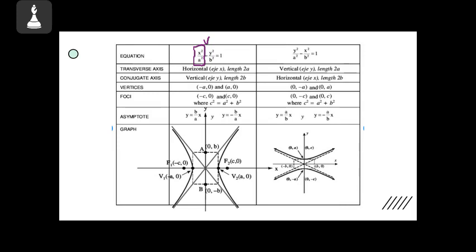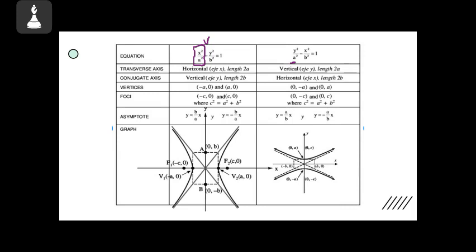So some other things we can remember, our vertices are always from that a value, in this case our first value, not the largest. So when a is under x squared as the first one, your vertices are on the x-axis, positive and negative a. When that is under y squared, under the first term, then your vertices are 0, a and 0, negative a.